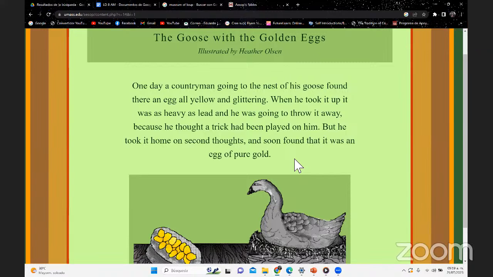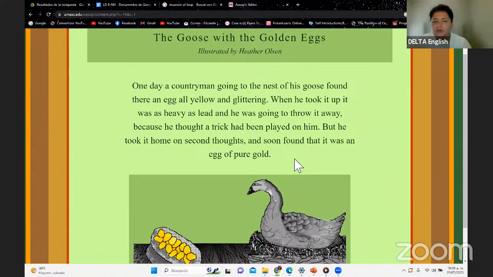One of the countrymen going to the nest of his goose found there an egg, yellow and glittering. When he took it up, it was as heavy as lead, and he was going to throw it away because he thought a trick had been played on him. But he took it home on second thoughts and soon found that it was an egg of pure gold.